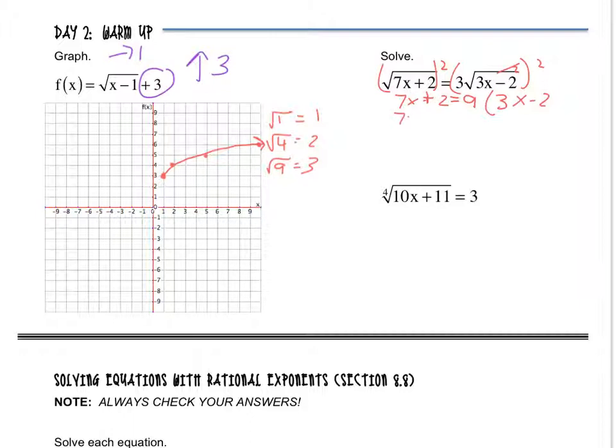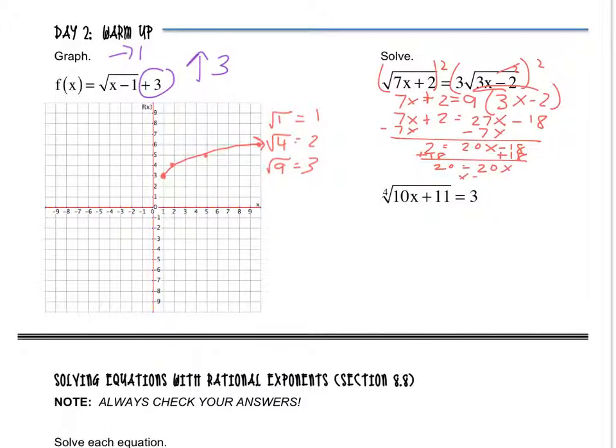So now I have 7x plus 2 equals 9 times 3 is 27x from my distribution. 9 times -2 is -18. I'm going to subtract 7x on both sides. So I have 2 equals 20x minus 18. I add 18. And I have 20 equals 20x. Well, when I divide by 20 on both sides, x equals 1. So I'm thinking that's my answer, but I have to check it to make sure.